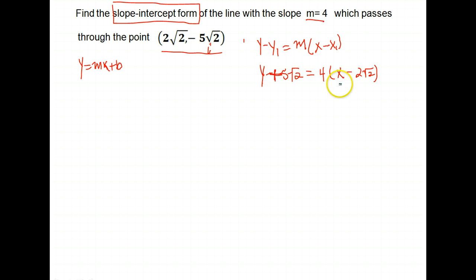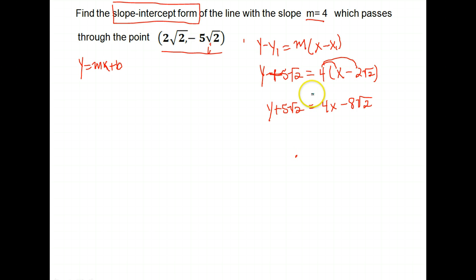If we're doing point slope form, we would stop, but we're doing slope intercept, so we now need to remove the parentheses by distributing. So 4 times x gives me 4x. 4 times 2 root 2. 4 times 2 is 8, and then you just have root 2. These roots are kind of like having x's or y's, okay? Multiply the numbers in front. If we had a radical, we'd multiply the numbers in the radical. And we keep going, okay?